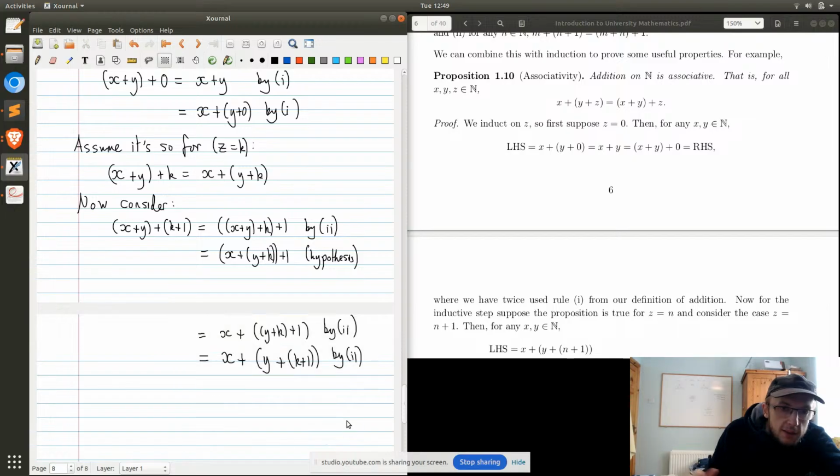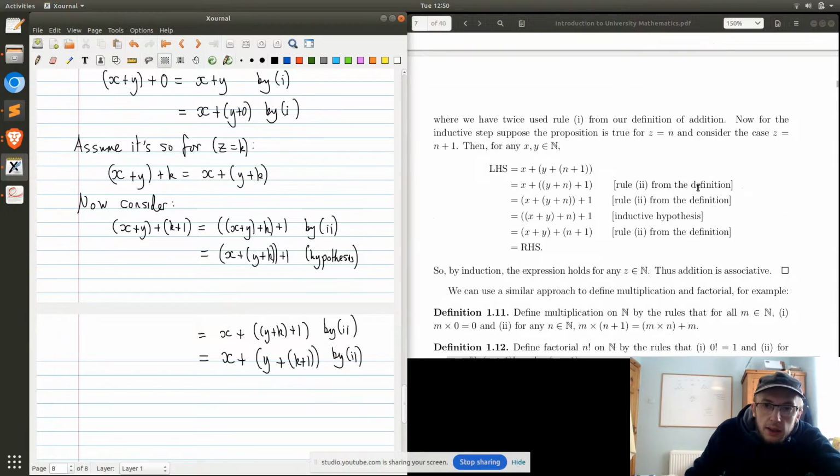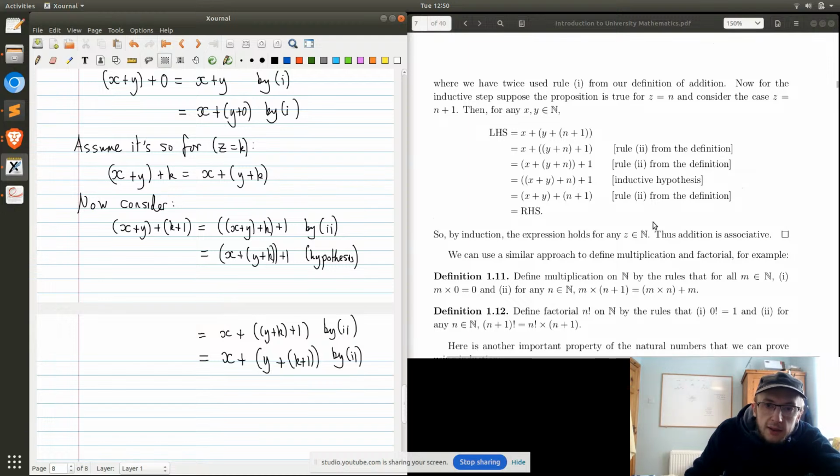Right, so that seems okay. Yes, look, see? Part 2, inductive hypothesis, part 2. And because mine is backwards, part 2, hypothesis, part 2. Okay, so that's cool. Thus, addition is associative.